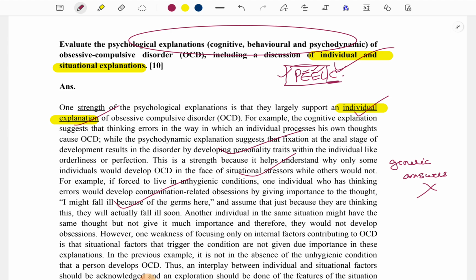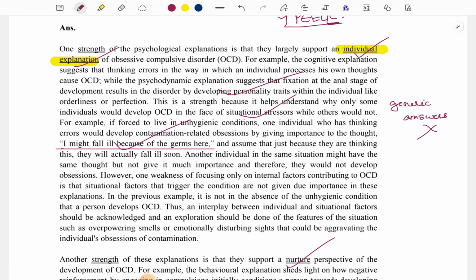How that person would develop obsessions in that situation and not the other person. I have given the exact thought, the exact thinking error the person would have, to make it absolutely relevant to OCD and to not make it an answer that could fit anywhere.